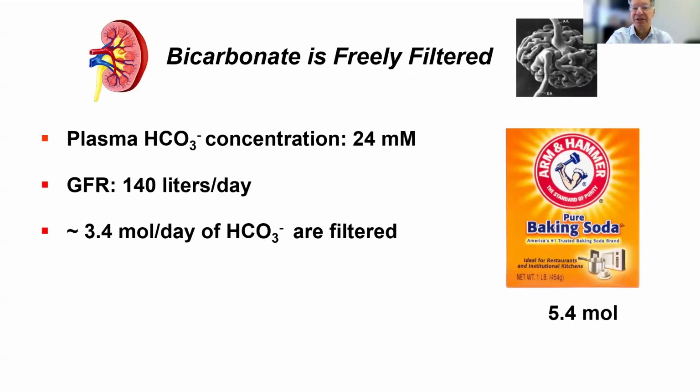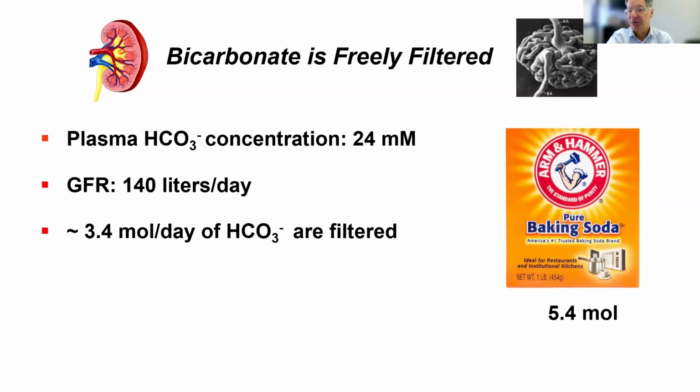So the first concept is the free filtration of bicarbonate. The plasma bicarbonate is around 24 millimoles per liter, and assuming we have a GFR of about 140 liters per day, you can multiply the 140 times the 24 to calculate how much bicarbonate comes through all our glomeruli, which works out to about 3.4 moles per day are filtered.